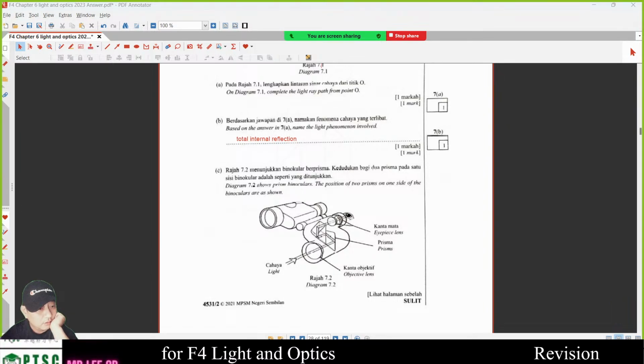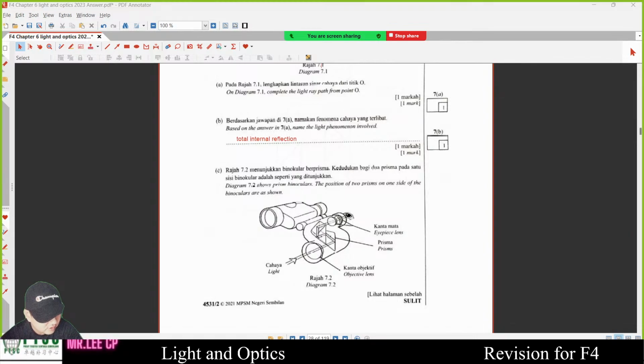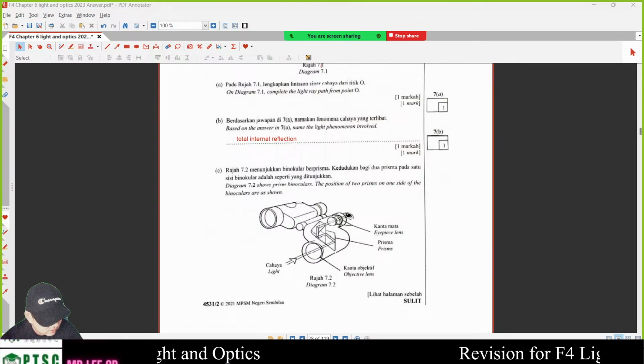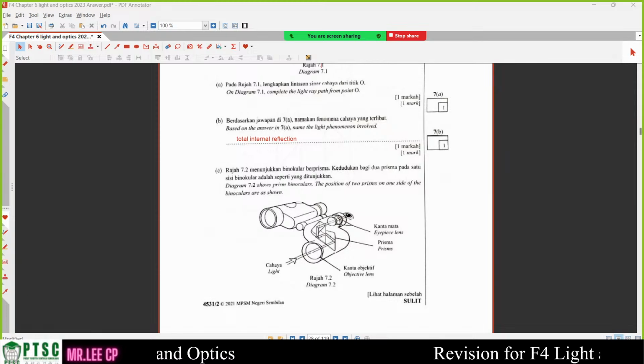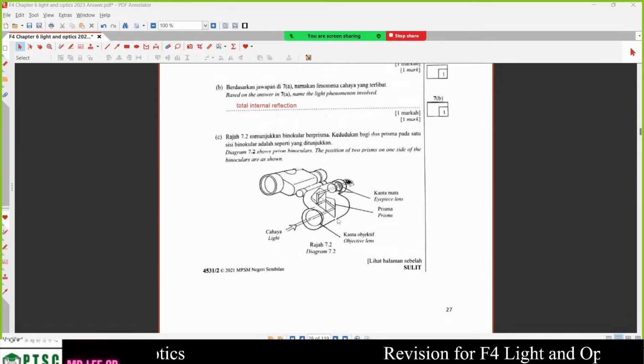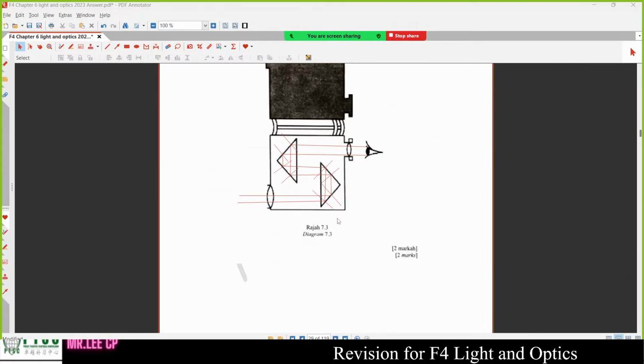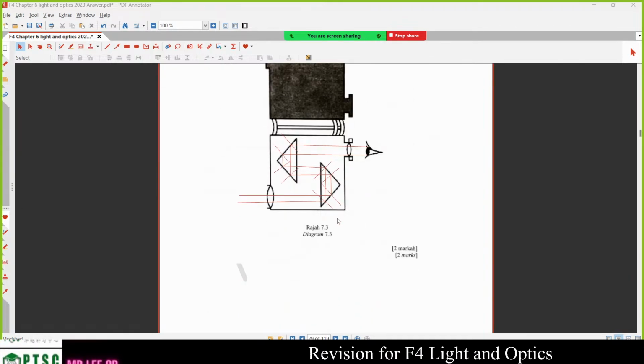Okay, I turned off the camera for a while because my wife wanted to take something. Give me 1 minute. My wife wants to take something from my bag.